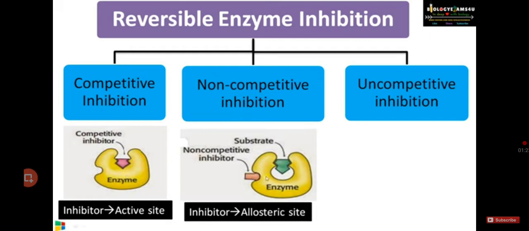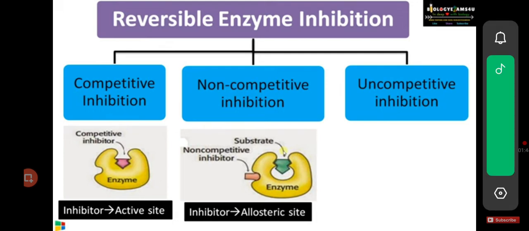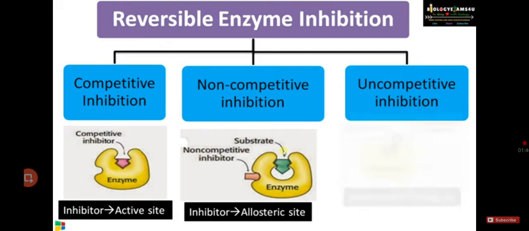Whereas in the case of non-competitive inhibition, the inhibitor binds to the allosteric site. Allosteric site is a site other than the active site. On binding of this inhibitor to this allosteric site, that causes a conformational change in the active site, causing inhibition. That is why it is called non-competitive inhibition. It is not competing with the substrate for the binding to the active site of the enzyme.